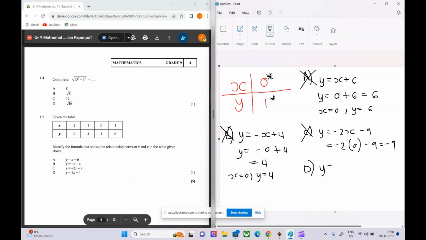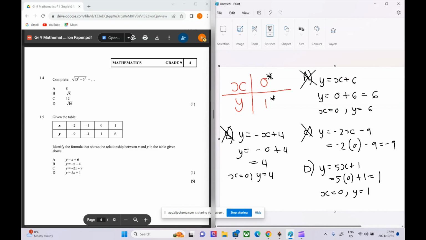And let's just test it quick. Y is 5X plus 1. So it's 5 times 0, which is 0. Add 1, which is 1. Okay, so that one is right. So when X is 0, Y is 1, which is what we wanted. So D is going to be the right formula.